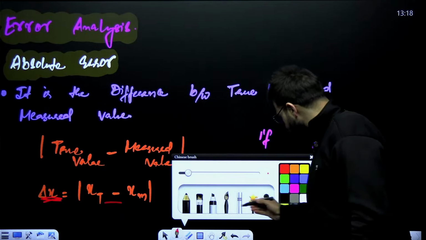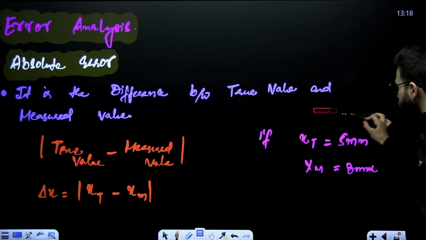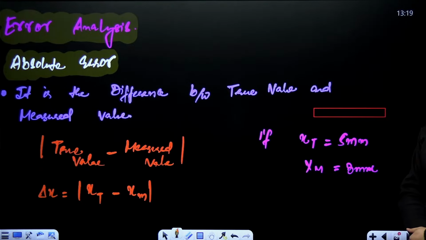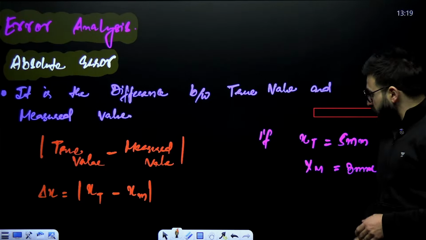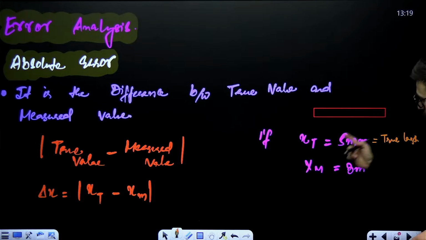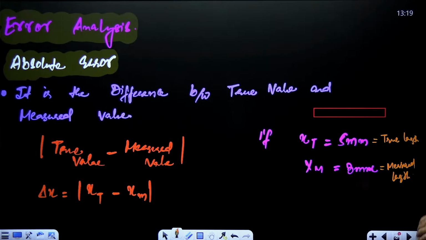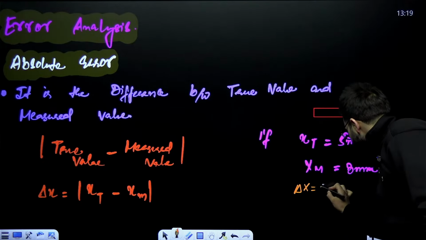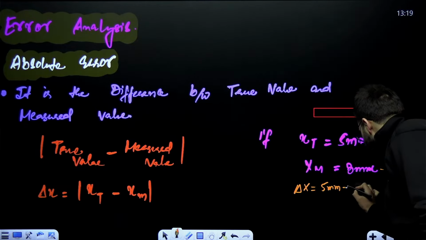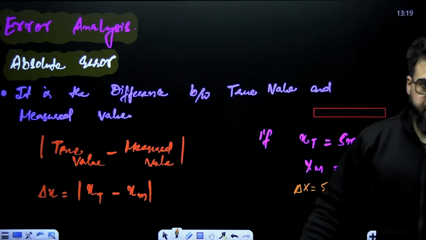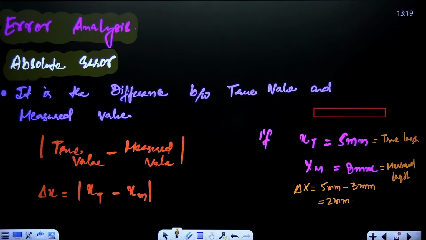Let's suppose you have got a rod. You measured the length of the rod, and it came out to be 3 mm. And in reality, the true value, the true length of the rod, is 5 mm. This is what we call the measured length. You measured and you got this much length. So what will be the error over here? The absolute error, that is delta x, will be simply the true value, 5 mm, minus the measured value, 3 mm, and that will come out to be 2 mm. So the error in this particular case came out to be 2 mm.